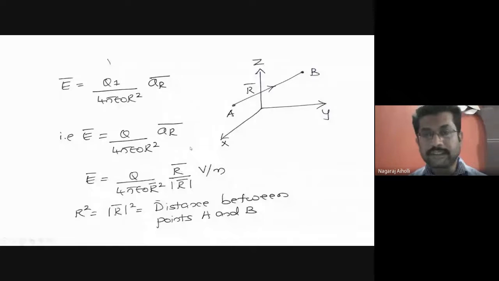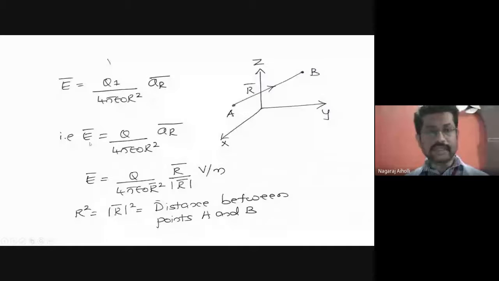I have considered two charges, one at A, another at B. The distance is r bar between A and B, correct? Then I write the formula for electric field intensity as Q1 divided by 4 pi epsilon naught r square into AR bar. Yes or no? That is force per unit charge. Charge at A is Q1, charge at B is Q2. So force per unit charge will be F divided by Q2, equal to Q1 by 4 pi epsilon naught r square into AR bar.